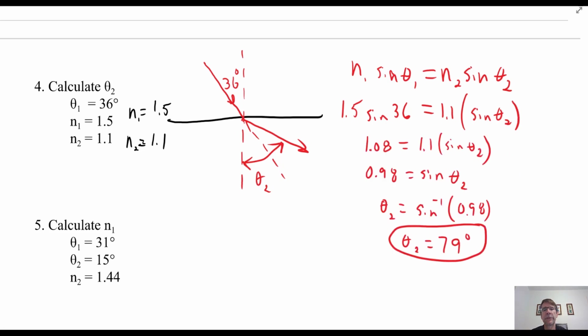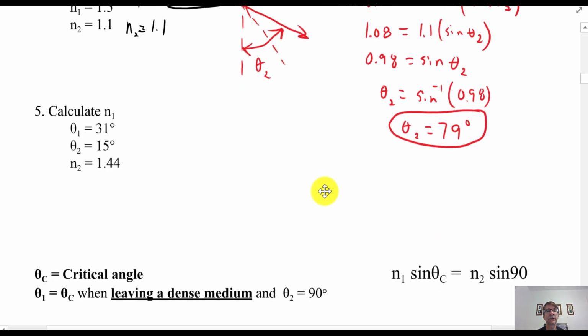So I went ahead and finished that off. I multiplied the 1.5 times the sine of 36, it's 1.08, divide both sides by 1.1, you get 0.98, and then take the inverse sine of 0.98, you get 79 degrees. And indeed, it's bigger than 36.